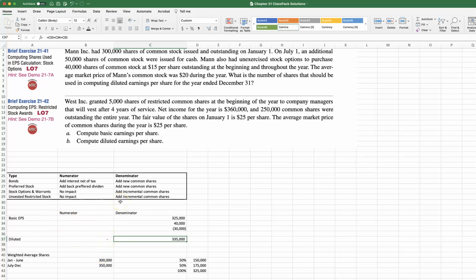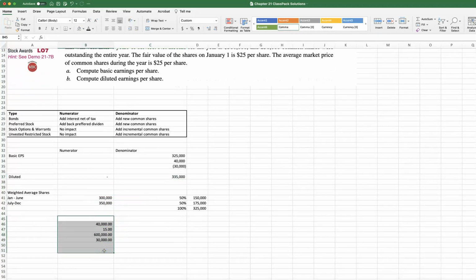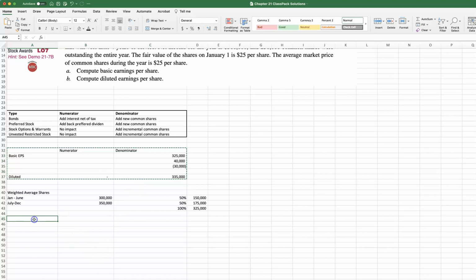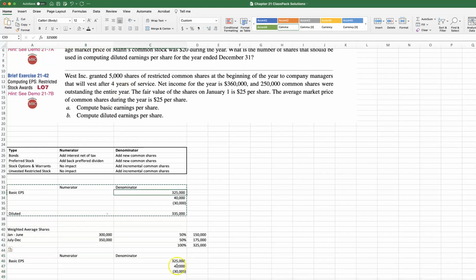With the restricted stock awards, I got to tell you the truth, this one is just weird, the way that we do it. We're going to do it almost the exact same way. Let me just take out some of this info here so that you'll be able to see it. So we've got a numerator and a denominator. I'm copying this down. And let's see what information we have. West granted 5,000 shares of restricted common stock at the beginning of the year to company managers. They'll vest after 4 years of service.